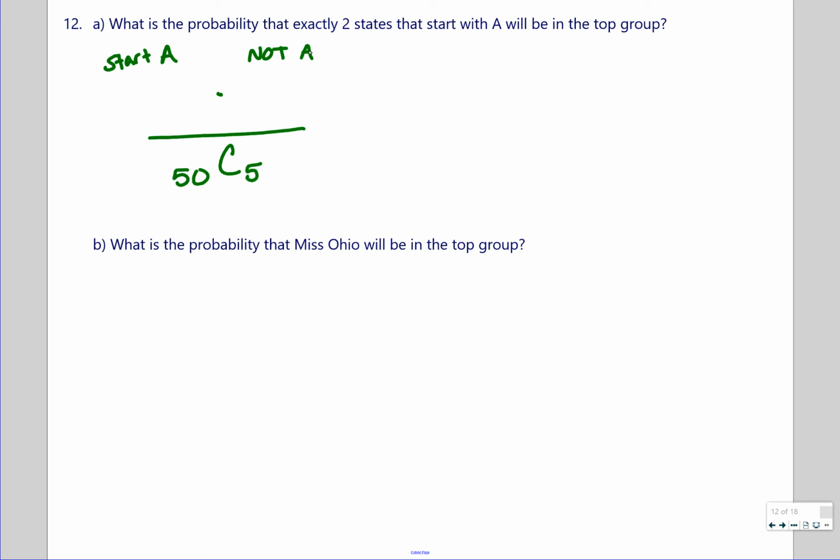So we need to know how many states start with the letter A. Alabama, Alaska, Arizona, Arkansas.